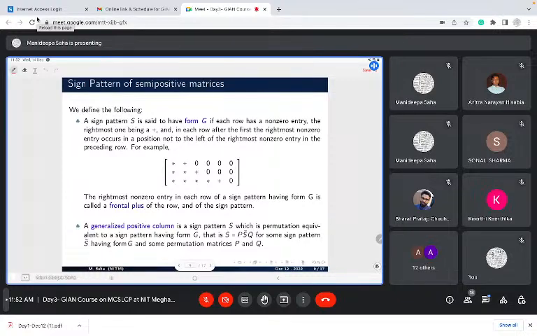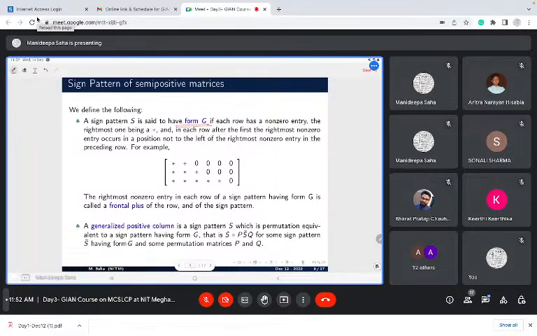So first of all, there's the form G. We say that a sign pattern S is said to have form G if each row has a non-zero entry. So each row must contain a non-zero element. That means it cannot happen that a row of the sign pattern has all 0 entries. And I'm talking about the rightmost non-zero entry. The rightmost non-zero one should be positive.